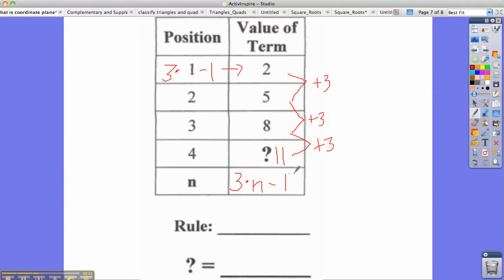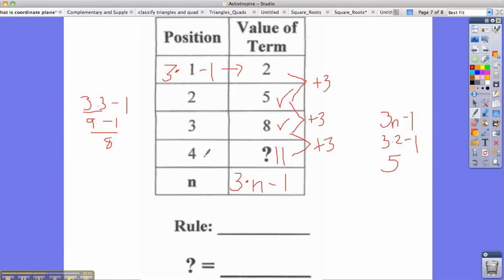So let's try it out for 2. If we were saying 3n minus 1 and we were plugging in 2, that means we'd say 3 times 2 minus 1. 3 times 2 is 6. 6 minus 1 is 5. And that is what we wanted to get out. So that worked for this one. Let's try it for this one. 3 times 3 minus 1. 3 times 3 is 9. 9 minus 1 is 8. And that's what we wanted to get out.